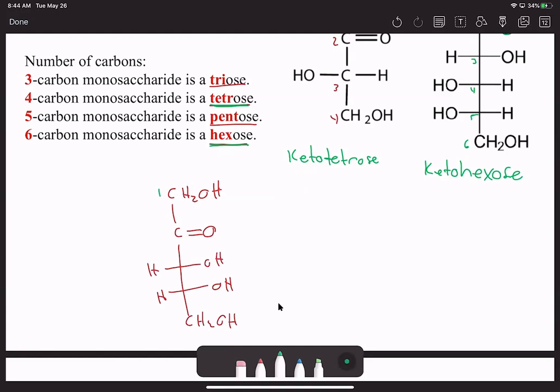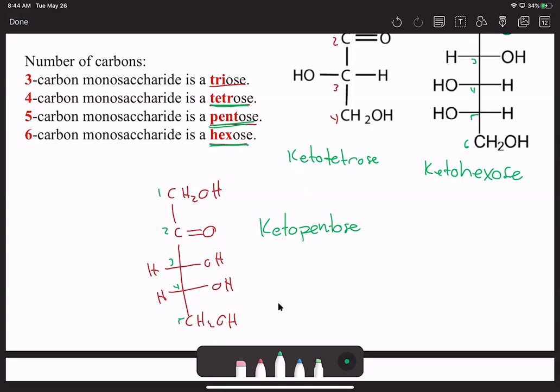Number the carbons: 1, 2, 3, 4, 5. Keto because of the ketone functional group, 5 carbons, and it's ketopentose.